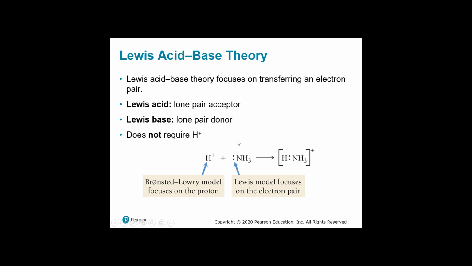A Lewis acid is a lone pair acceptor, and the Lewis base is a lone pair donor. So in this case, this is a lone pair donor. This is a Lewis acid. It is a lone pair acceptor. The H has taken the lone pair on the ammonia, but it doesn't necessarily require a hydrogen ion. So this is why it expands on Lewis acid-base and allows compounds that would not necessarily fit into the Arrhenius or the Bronsted-Lowry model.